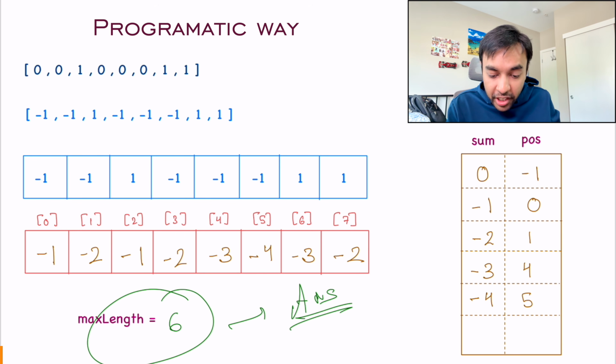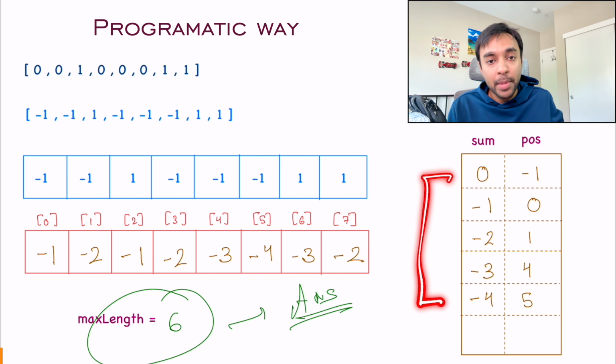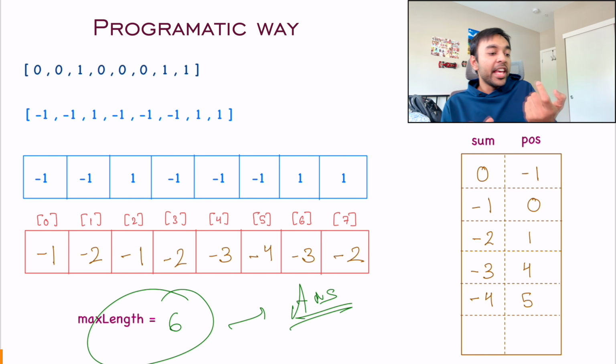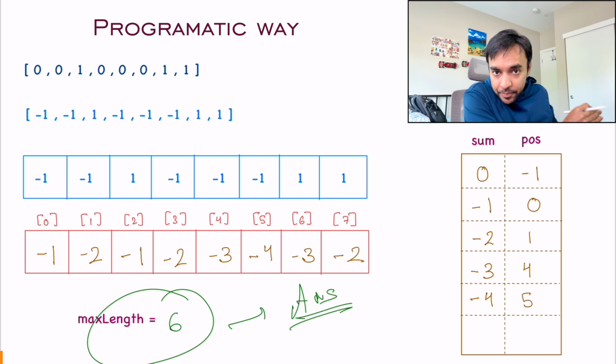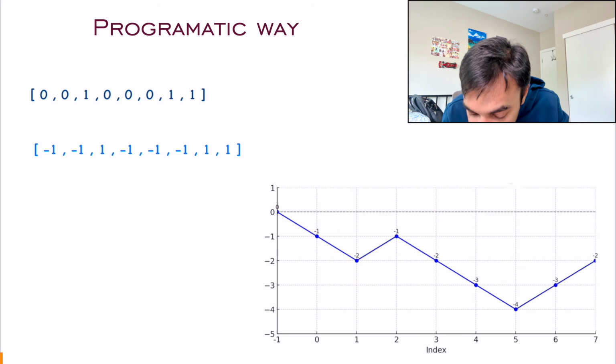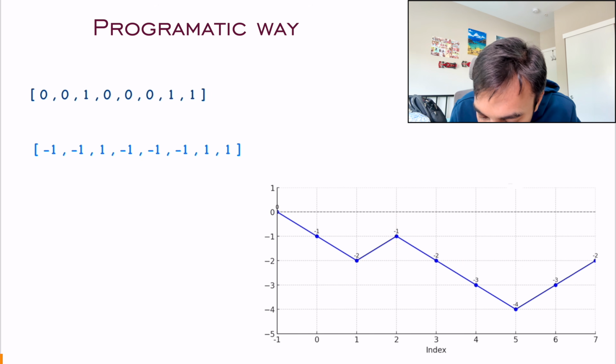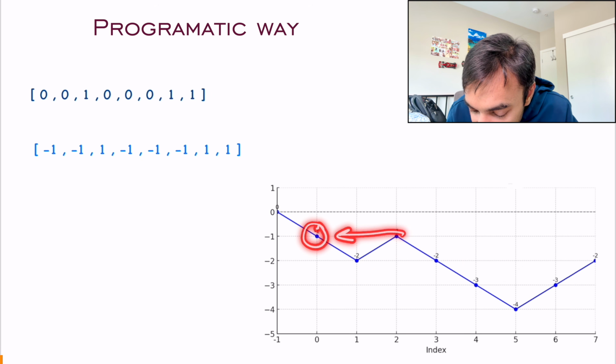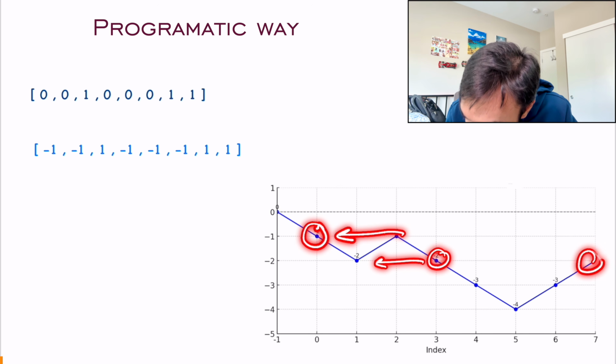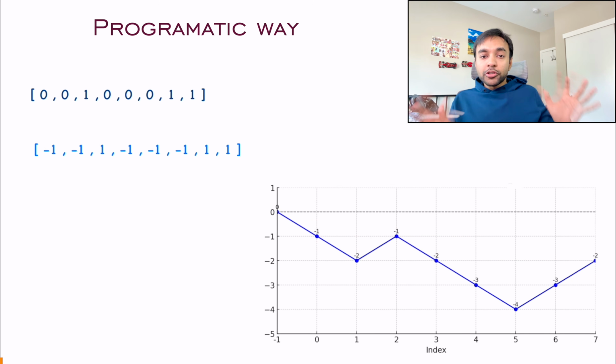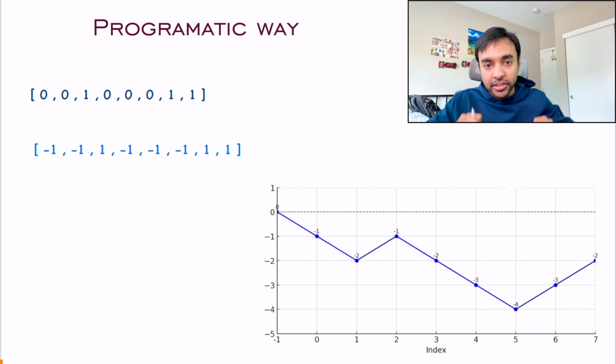So what are we doing over here? With the help of this hash map, we are keeping track: have we found the sum earlier? This is very similar to the graph. As soon as you find a sum, you check back. Have you found this earlier? Yes. So this hash map helps us implement the same core concept.